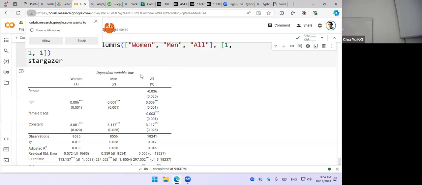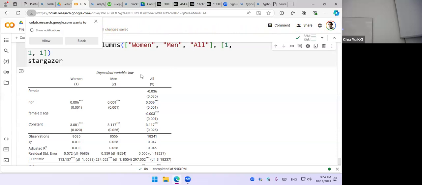Right? And if you look at this regression, for age, men go up by 0.9%. But for women, it's actually this plus this, which gives this number. Because of age and female-times-age, if you're female, you add up these two. If you're male, it's just this one.